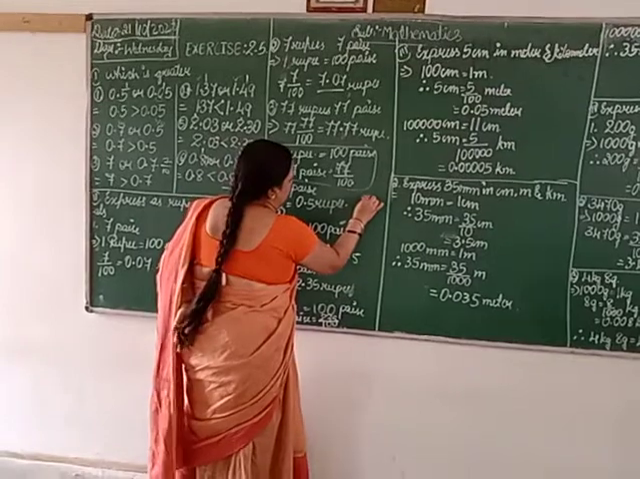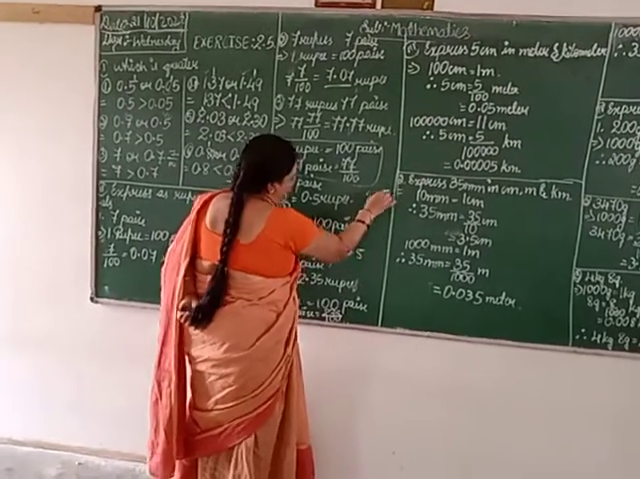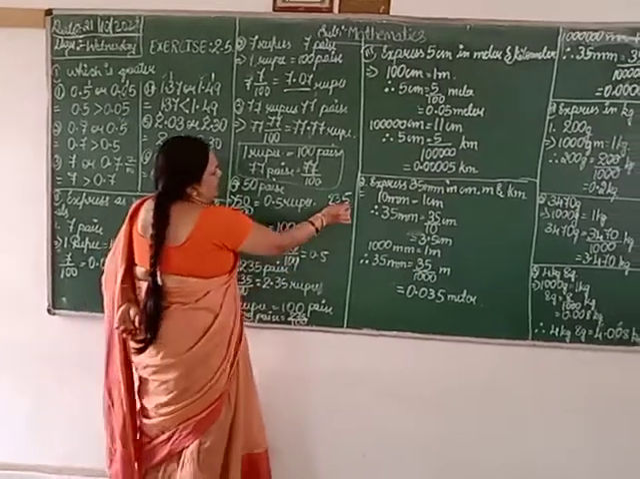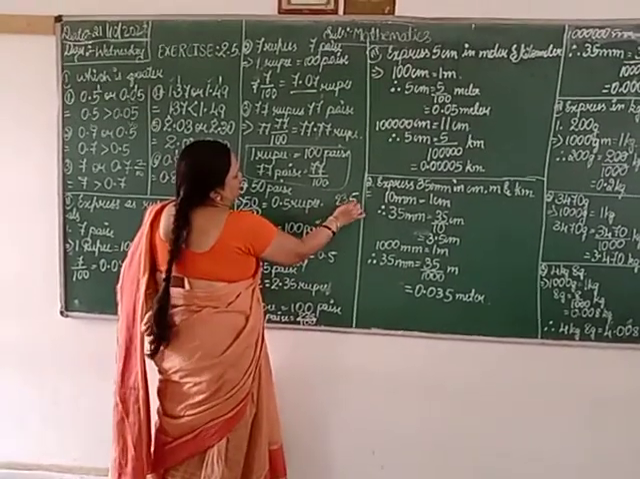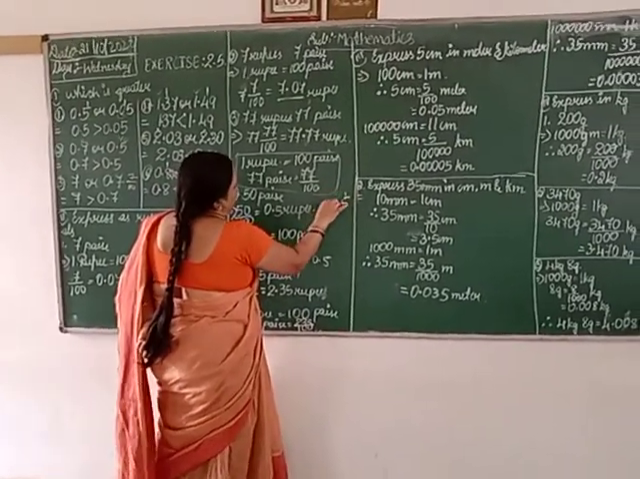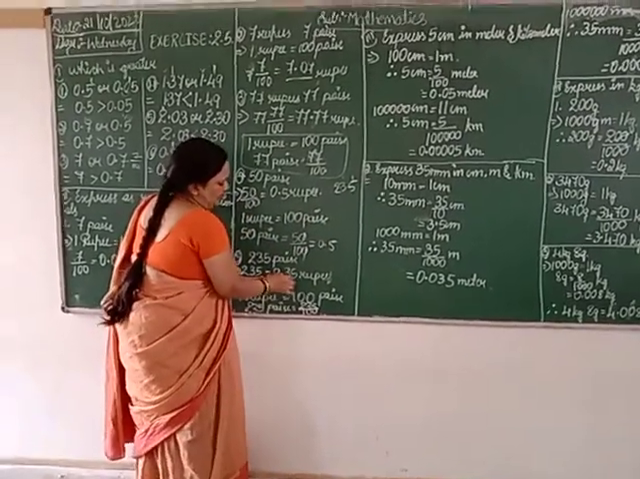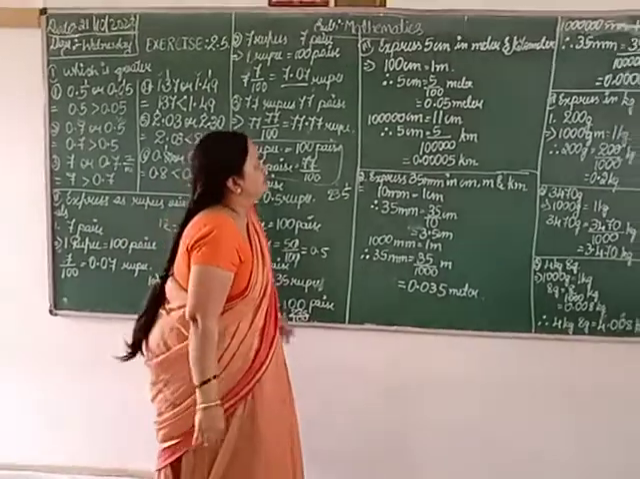I told you, 235 divided by 100. First write 235 as it is. 100 has how many zeros? 2 zeros. After 2 digits you have to give a point. 1, 2. So give a point. This is the easy method. So therefore 2.35, okay. Understood, children?